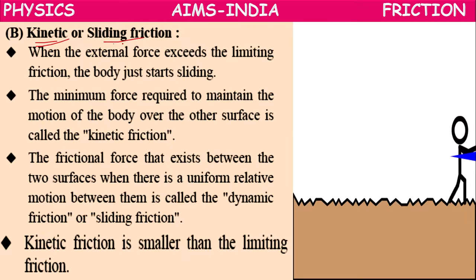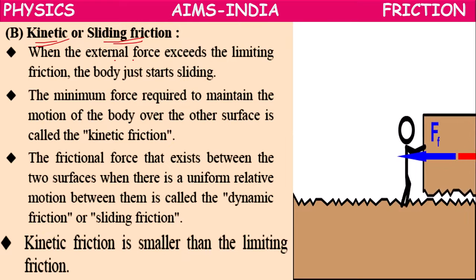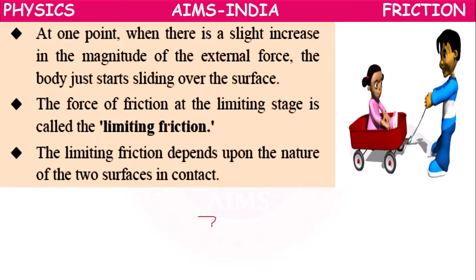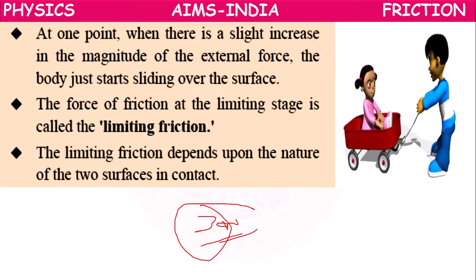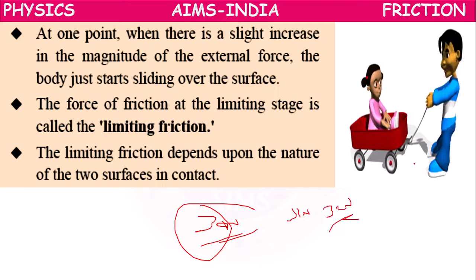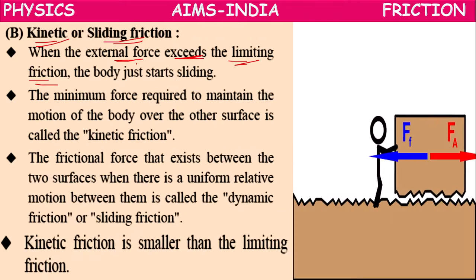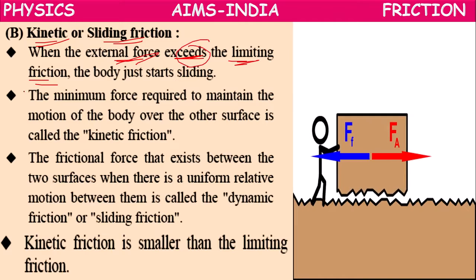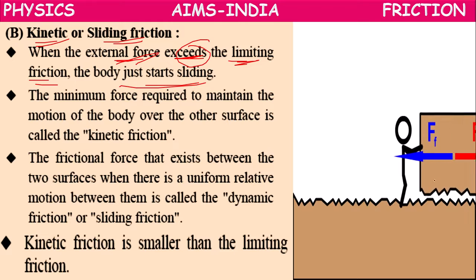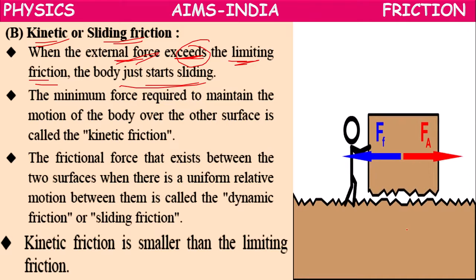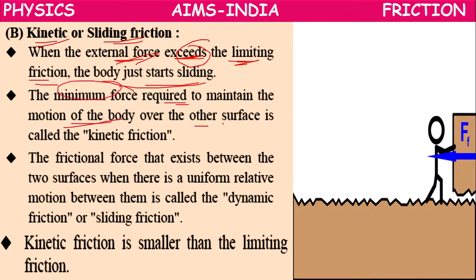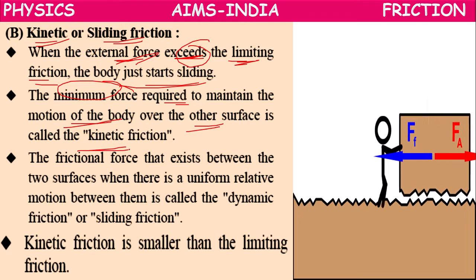Next one, kinetic or sliding friction. When the external force exceeds the limiting friction, as we said, up to 30 newtons, at 30 newtons it is ready to move. If we apply 31 or 32 newtons, it starts moving. When the external force exceeds the limiting friction, the body just starts sliding like this. The minimum force required to maintain the motion of the body over the other surface is called kinetic friction.